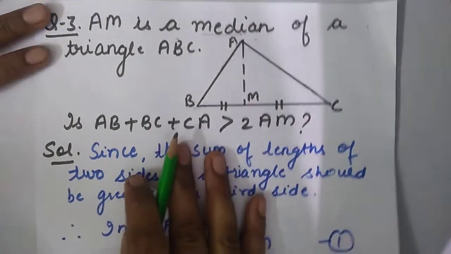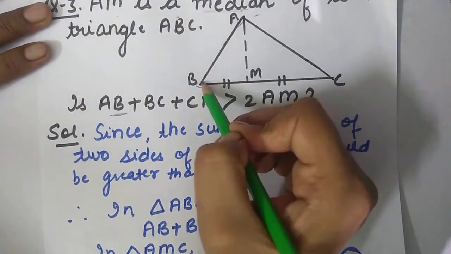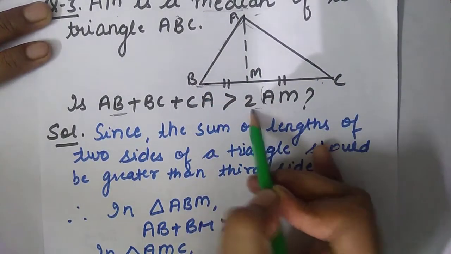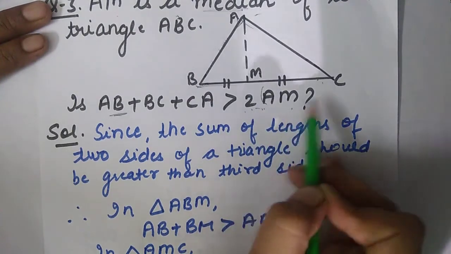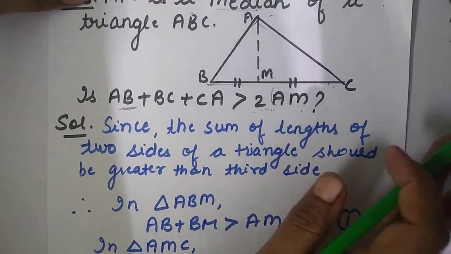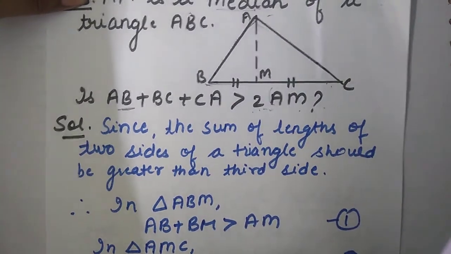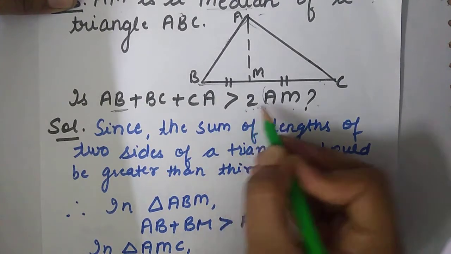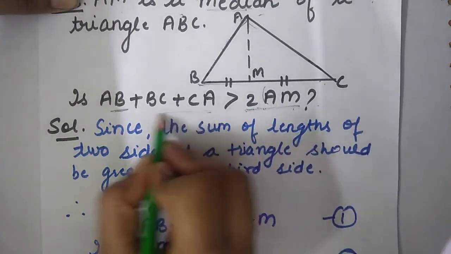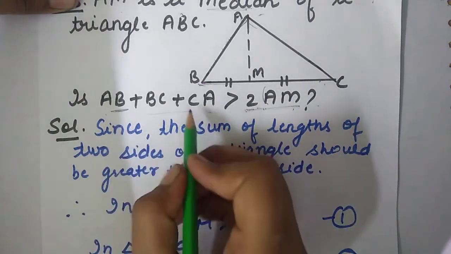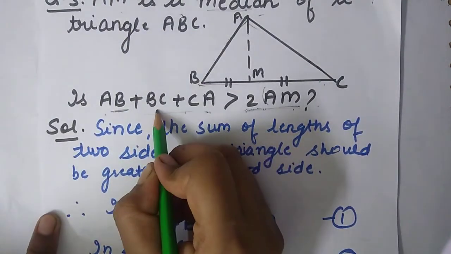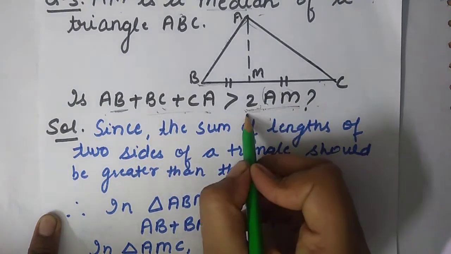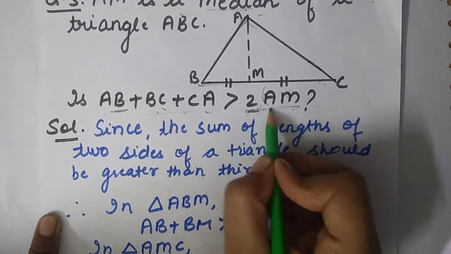Now we have to prove that AB plus BC plus CA is greater than 2 multiplied by AM. This you have to prove. Some steps you have to learn and remember what you have to do next. As we can see, this is the left side and this is the right side. So on the RHS I can see that there is 2 times AM.